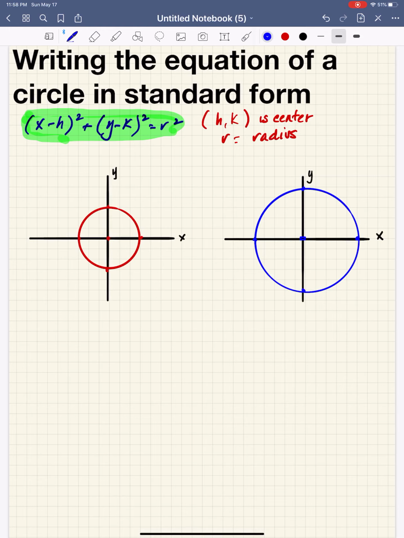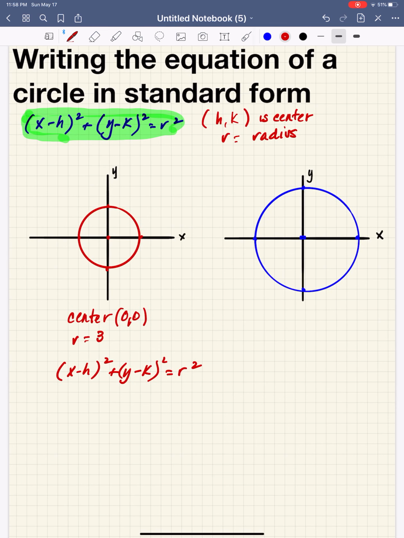Now these two circles, and I'm going to look specifically at the red one on the left. That center is at the origin, so the center is at 0, 0. Its radius is 3. And I'm just going to use the formula. You should always write a formula out when you're using it. And I'm just going to substitute in the numbers.